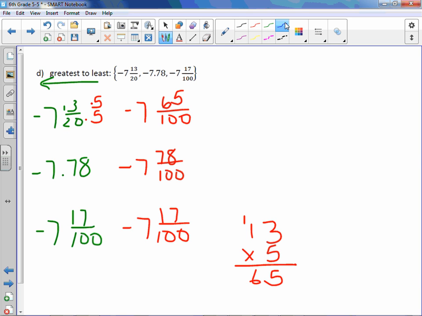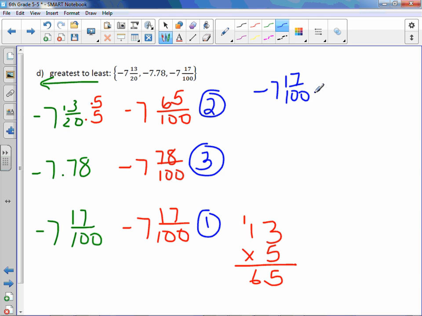Again, they are negative numbers. I want the biggest number, which, if I'm thinking opposite, is the one that appears to be smallest. So this is the biggest, then the second biggest, and the smallest. In their original forms, it would be negative 7 and 17/100, then negative 7 and 13/20, and negative 7.78.